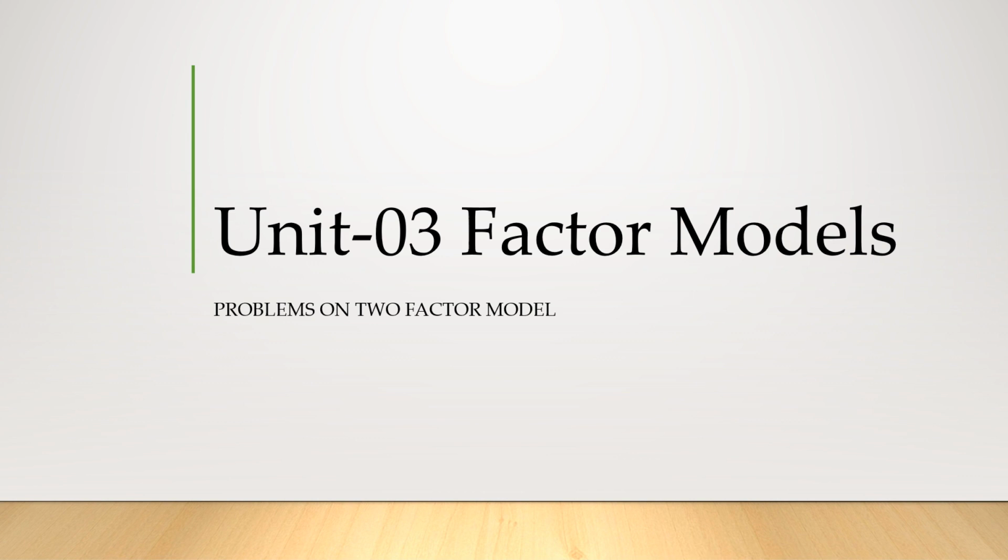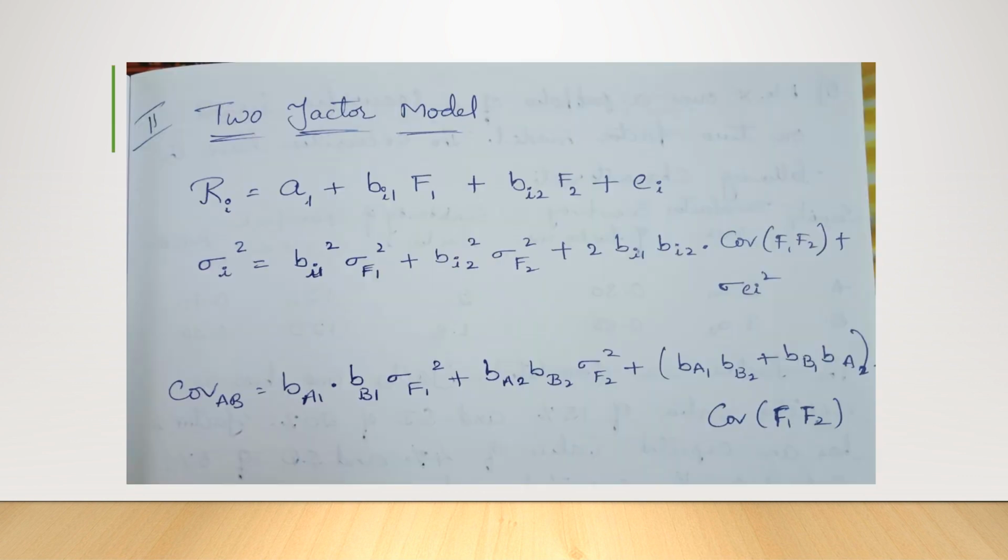This is Unit 3, Factor Models, and the topic is the two-factor model. Let's see the problems in the two-factor model. In a two-factor model, two factors are given. For an individual security Ri, it is similar to the single factor model, but you are given two factors. You have to consider the sensitivity of the individual return to both factors.